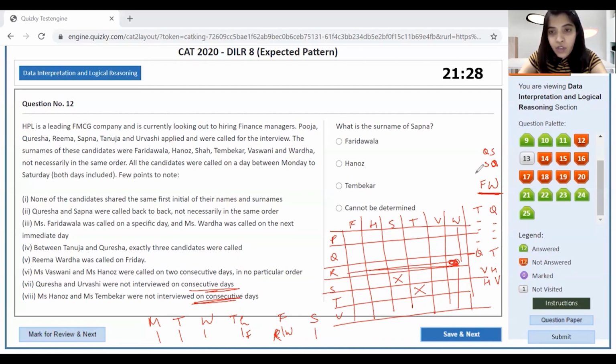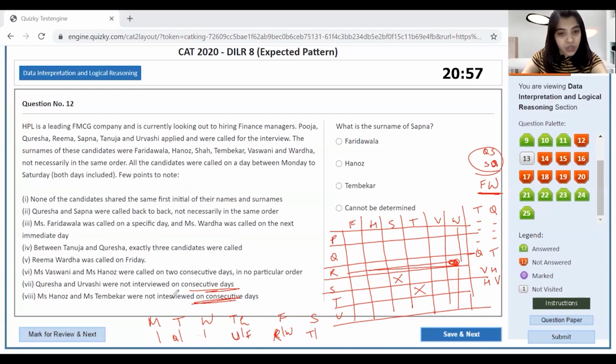Now, another thing that we have for Q is that S was immediately close to Q. So if we have Q here, we can't have S anywhere close to it. So Q has to be here. T has to be here. Right? This is one thing that we've realized. Then let's go to this. Quresha and Urvashi were not interviewed on consecutive days. Now the only first name remaining is Urvashi cannot be here, Urvashi cannot be here. Urvashi isn't here. So we have Urvashi is here on Thursday, for sure.